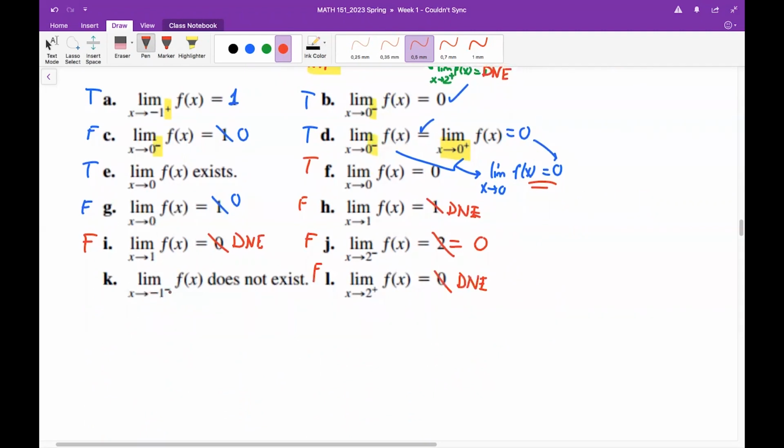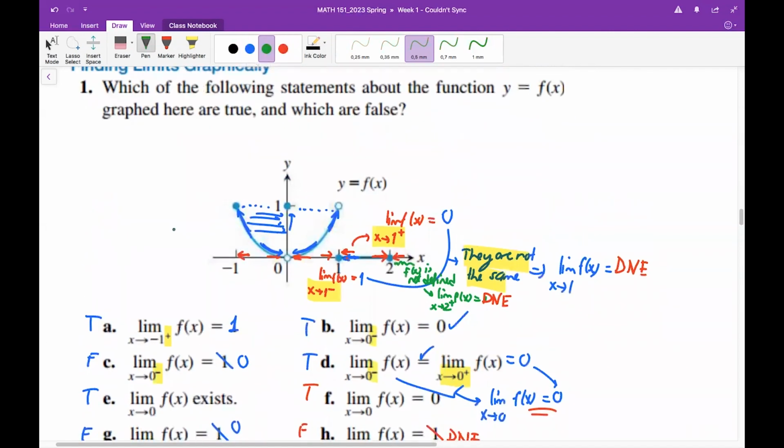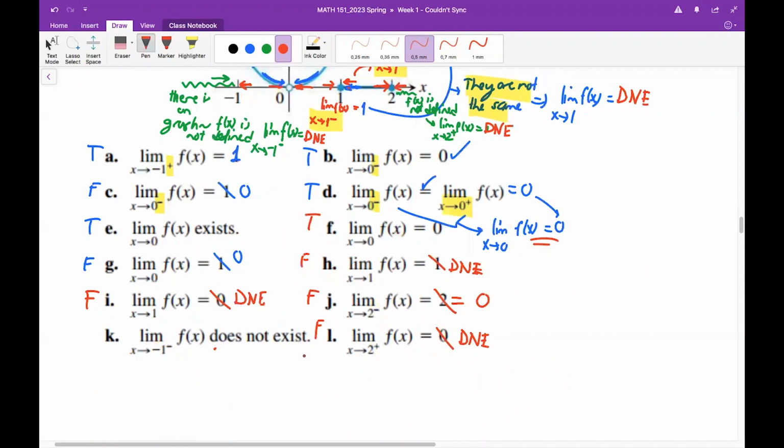And let's look at -1 from left. The same situation happens here. From left direction, there is no graph. The same thing, f of x is not defined. That's why from left direction, limit of your function as x goes to -1 from left is what? No graph, not defined, so you cannot talk about the limit. It does not exist. This time it is given as true. Okay?